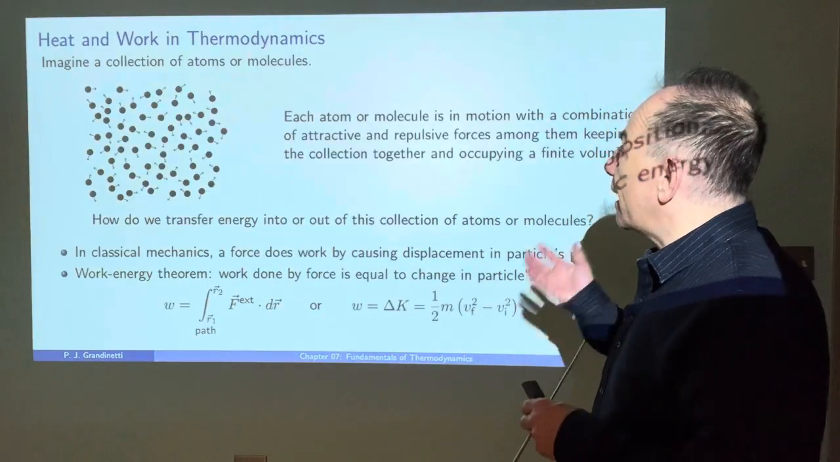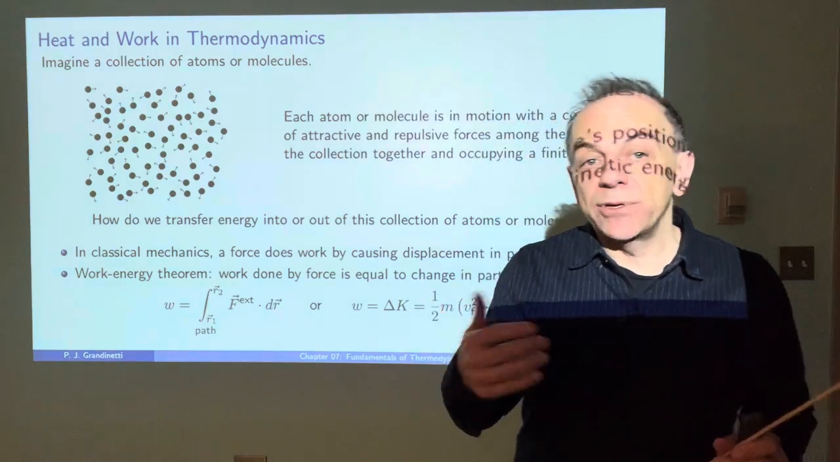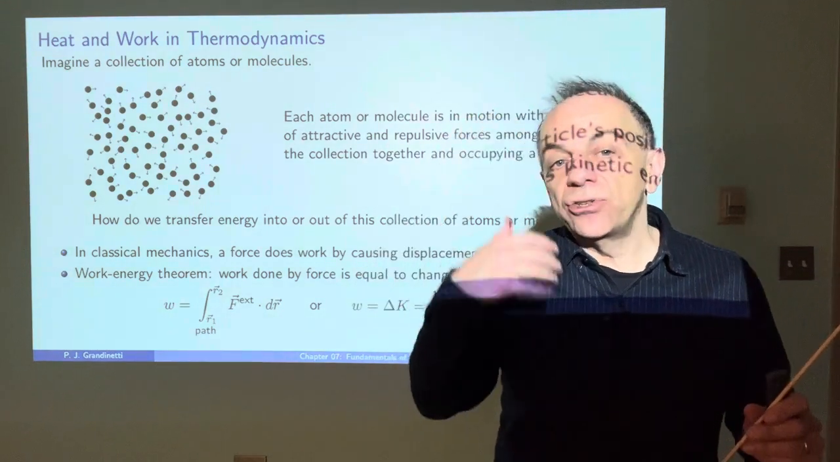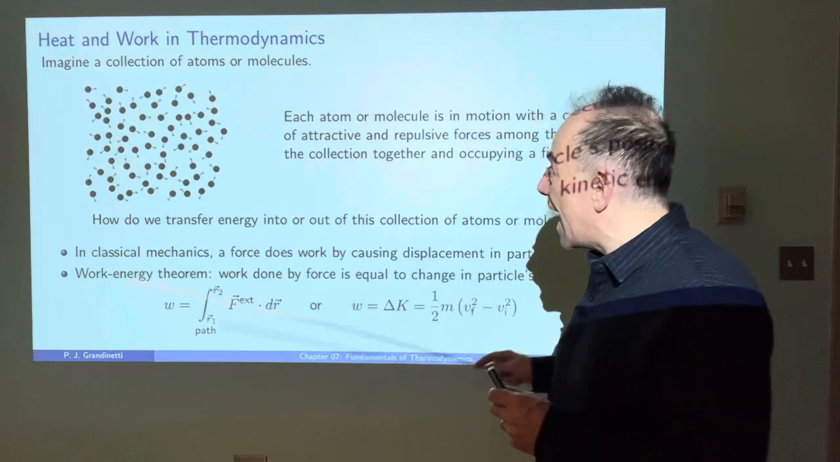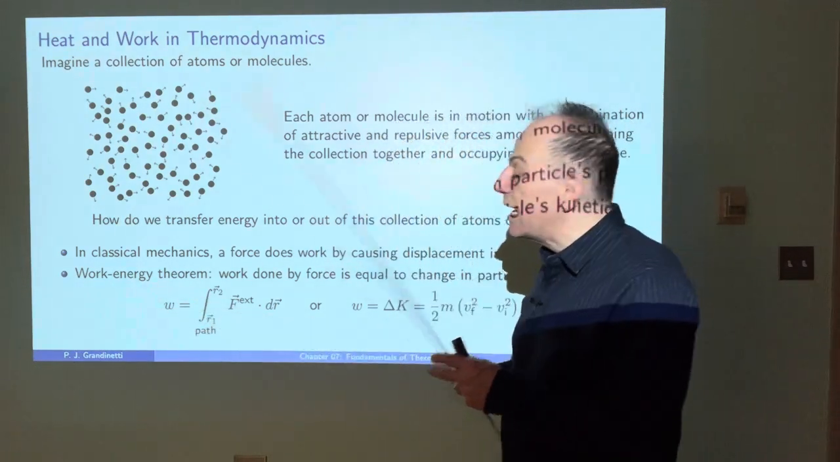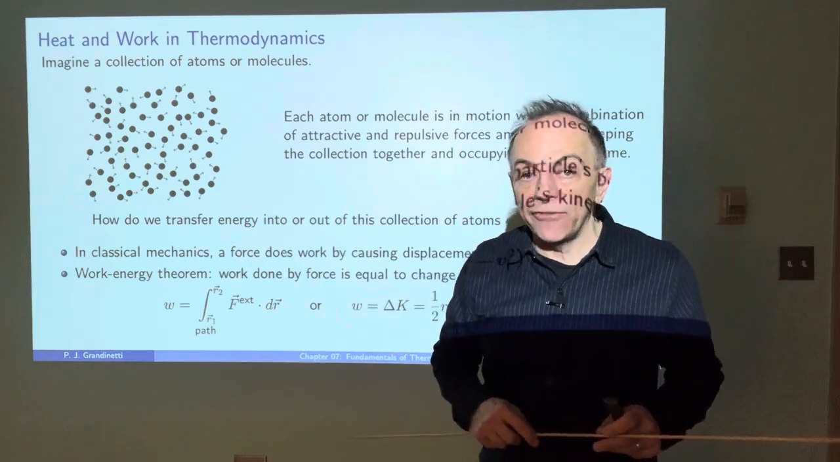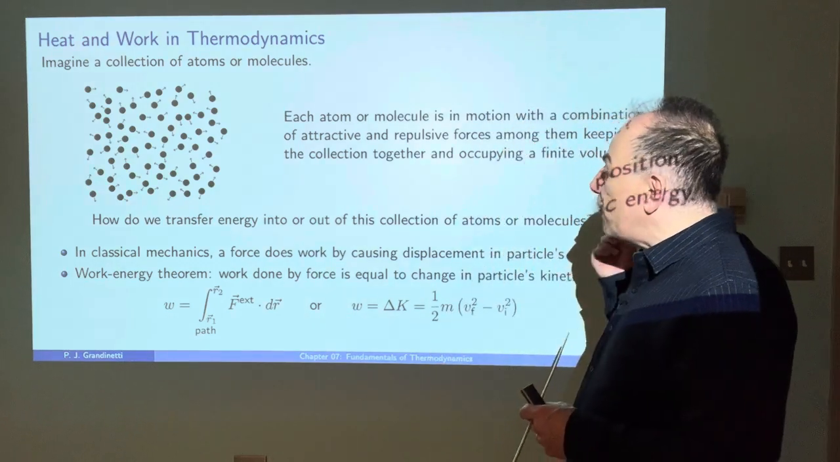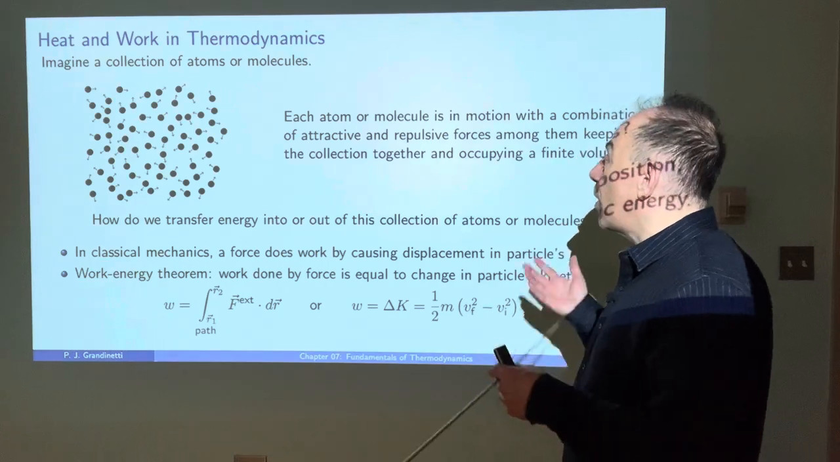Now, consider a collection of atoms or molecules. We know from the previous chapters, particularly the chapter on electrostatic interactions, that there are attractive and repulsive forces acting between these atoms or molecules, and those forces are keeping them together and occupying some finite volume in space. Now, how do we transfer energy in and out of this collection of atoms or molecules?